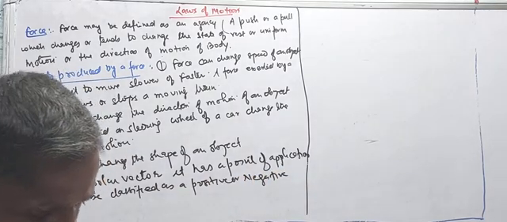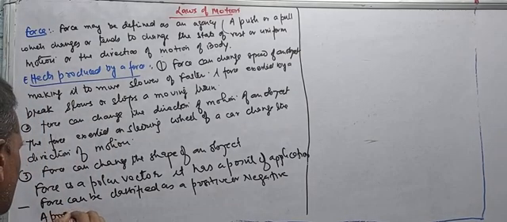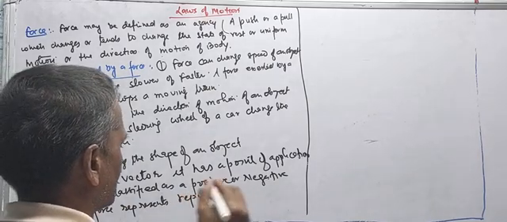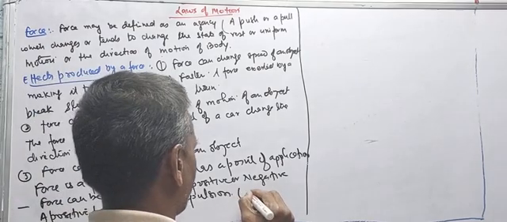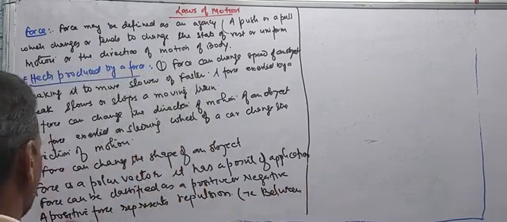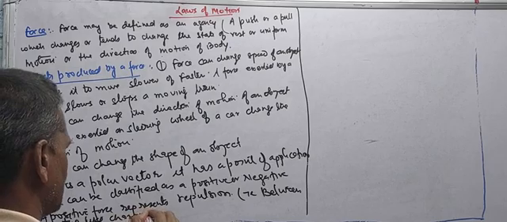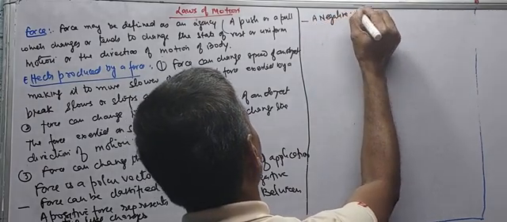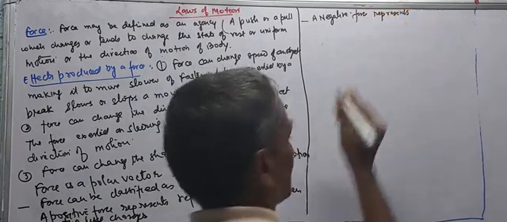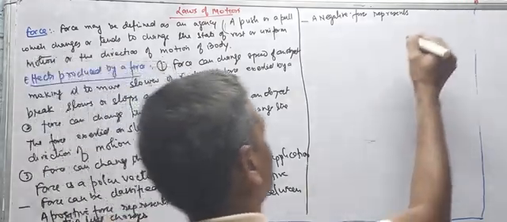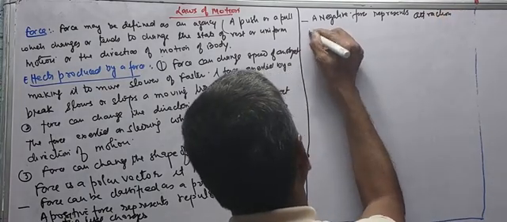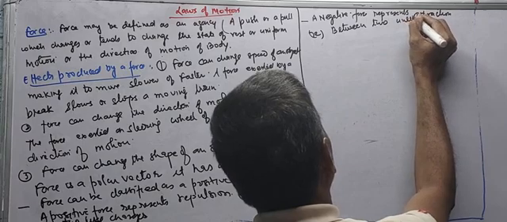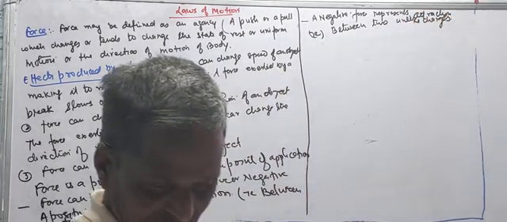A positive force represents repulsion, that is between two like charges. And a negative force represents attraction, that is between two unlike charges.